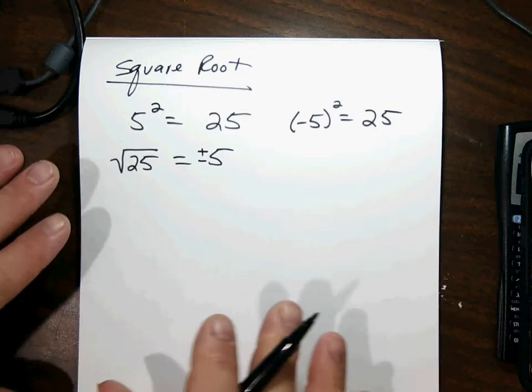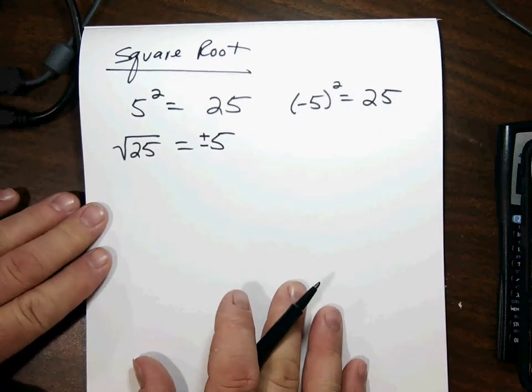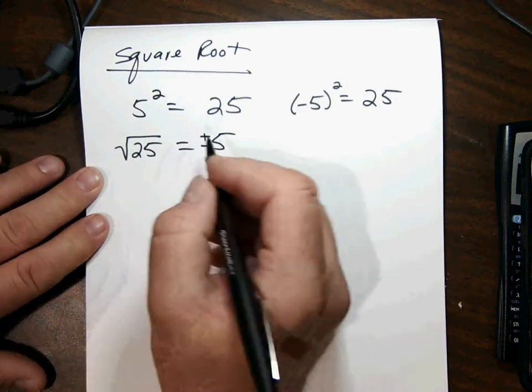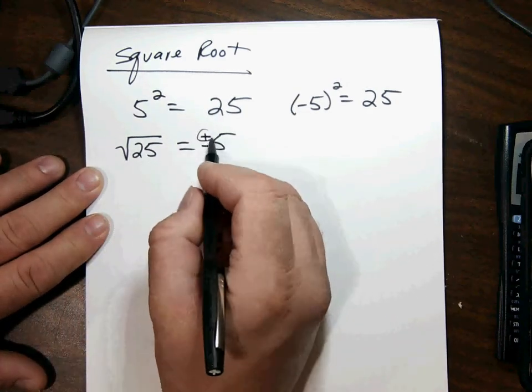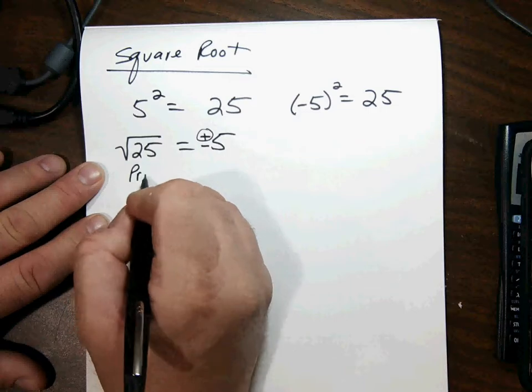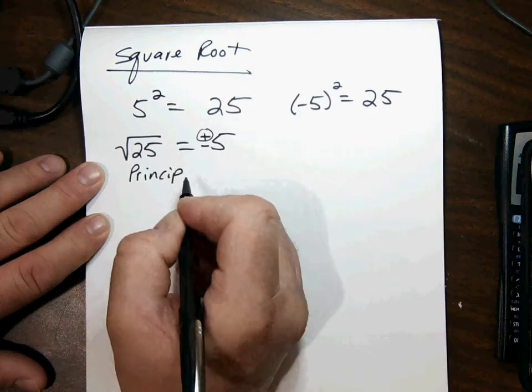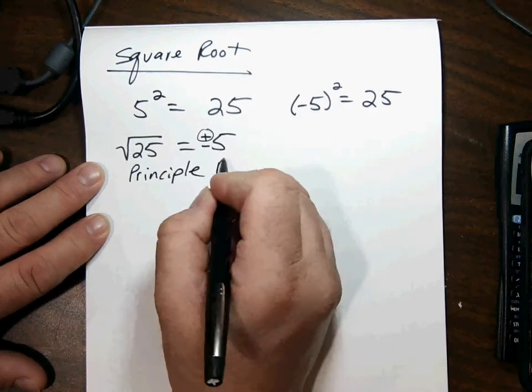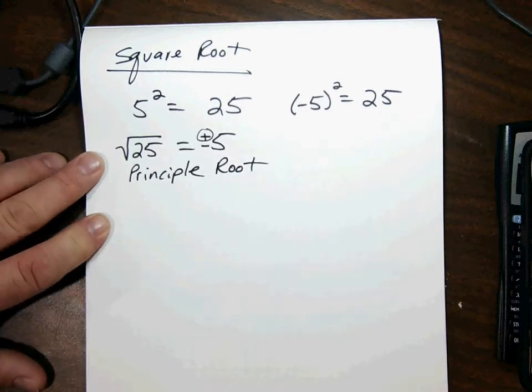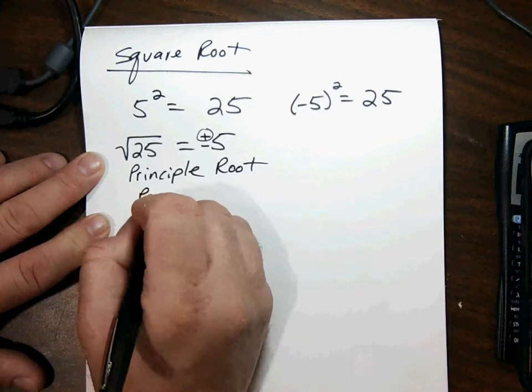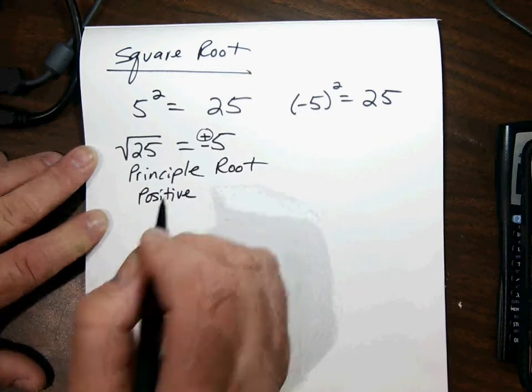But from what I can tell, anything you would have to be worried about for this exam is just talking about the positive root, which we call the principal root. I always forget which principal it is. That's probably the wrong one, but I'll go with it. The principal root, the positive root. So we just need the positive. And that's what your calculator is going to give you.